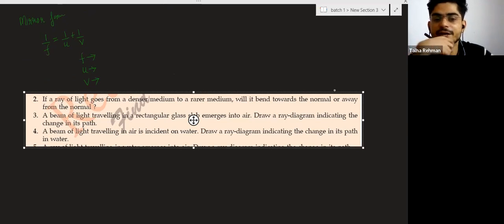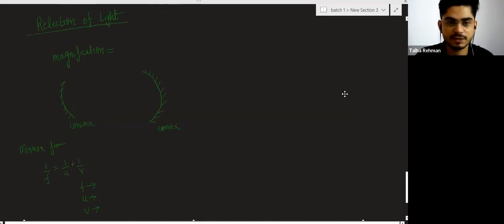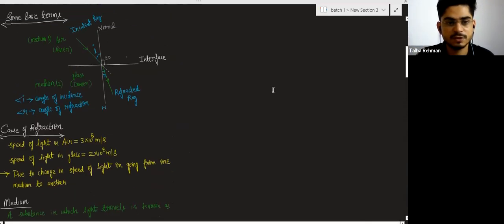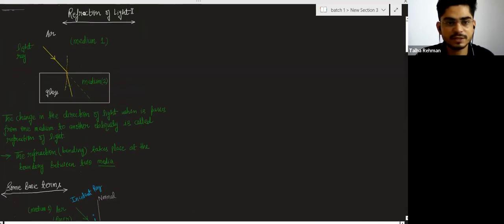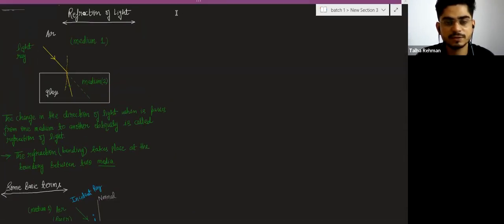If a ray of light goes from denser medium, first I am telling what I have discussed in the last class. So in the last class I have discussed the refraction of light.